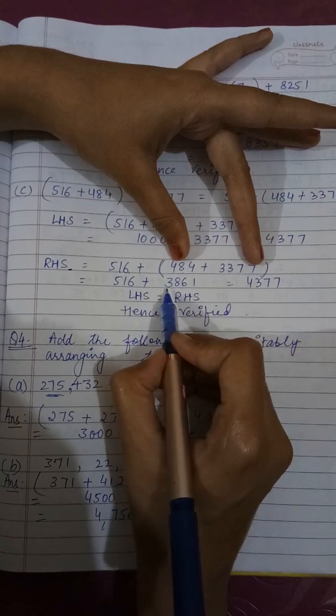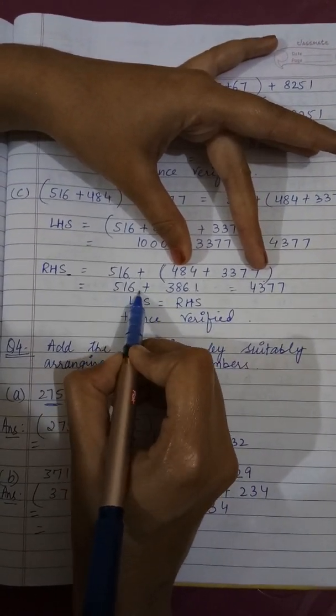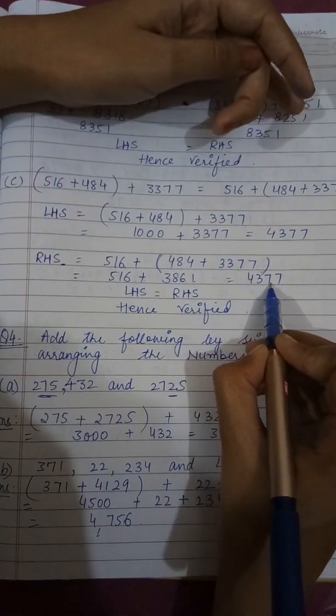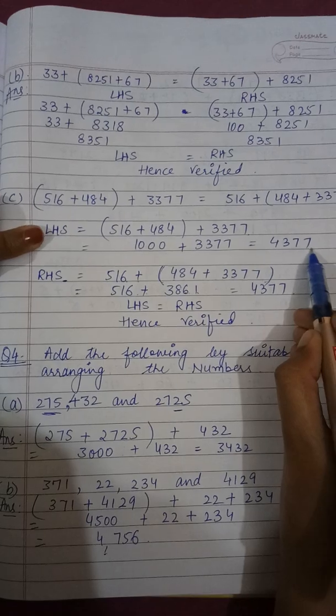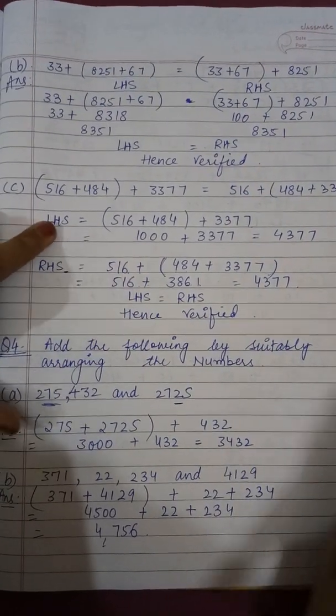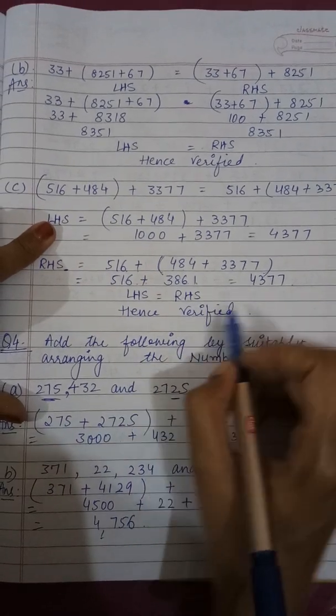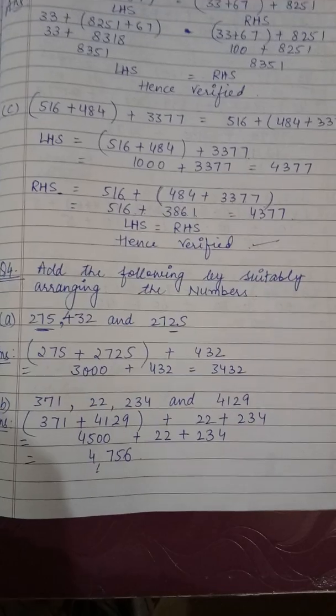When I solved, it came 3861. And in this I added 516. So the answer came 4377. So in the left hand side, answer was 4377. In the right hand side, answer was 4377. That means my left hand side is equal to the right hand side. Hence verified. So this was the associative property. I hope it is clear to you.